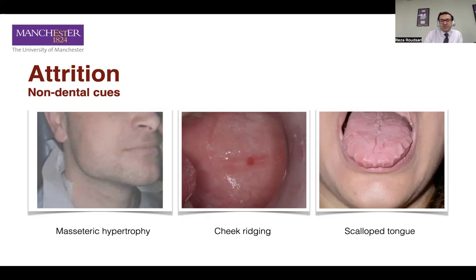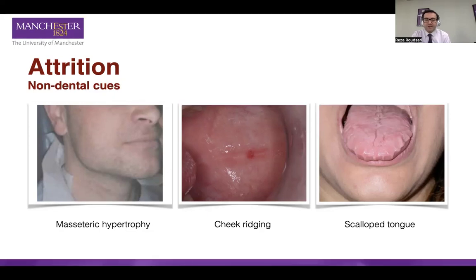You can also see cheek ridging, whereby people unintentionally keep biting where the top and bottom teeth come together, and you see this kind of white line forming between the top and bottom teeth on the cheek, and you can occasionally see fresh or old scars on the cheek where they have been biting. And the same as how they bite their cheek, they can bite their tongue, and you can get a scalloped tongue, as you can see in the picture on the right-hand side.